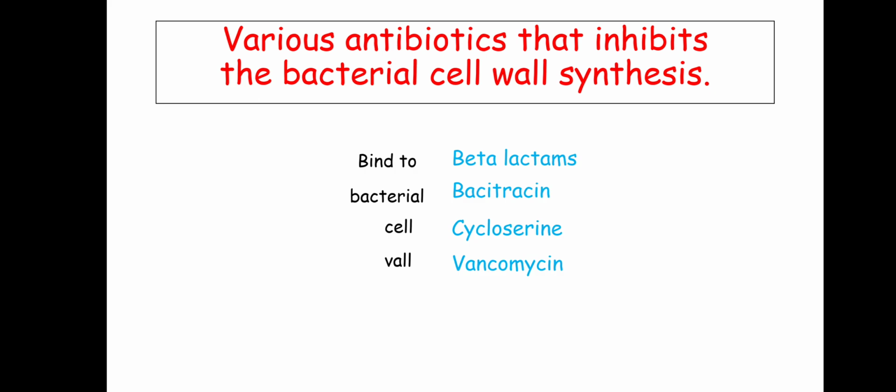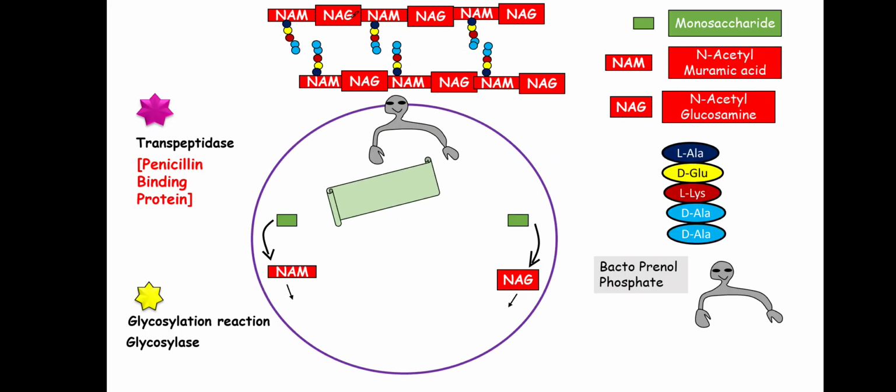Now our next antibiotic is bacitracin. So let us check out the mechanism of action of bacitracin. Before knowing that, we should know a small thing: bacitracin is mainly used locally. It is used only locally. It is never used systemically.